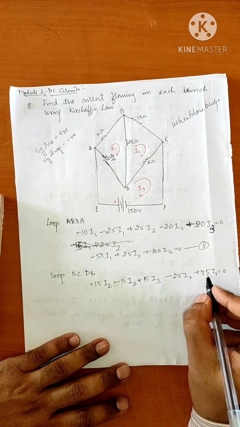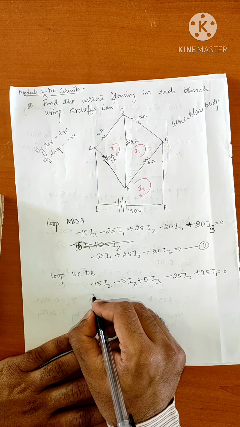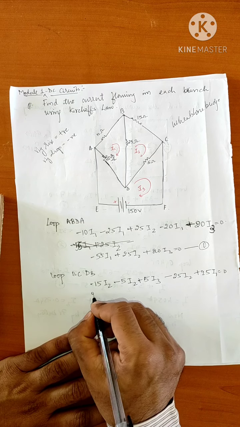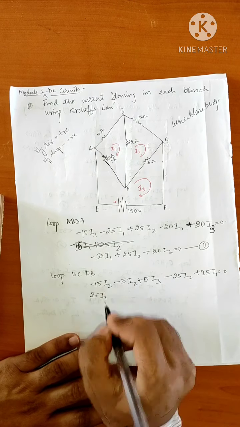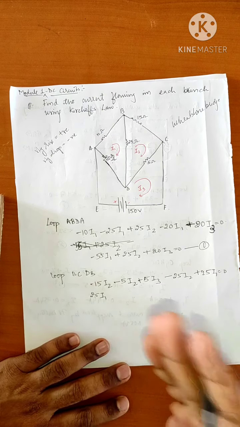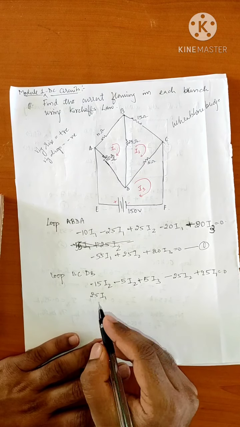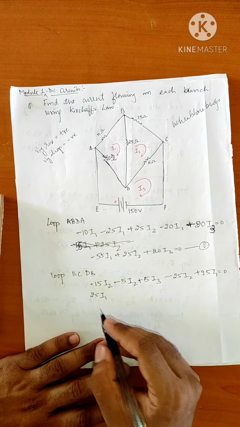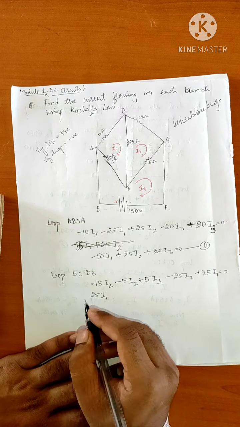So just write the first term as 25 I1. Always write I1, I2 and I3 in order. Don't write I2, I3, I1. Always start with I1, then I2, and end with I3.